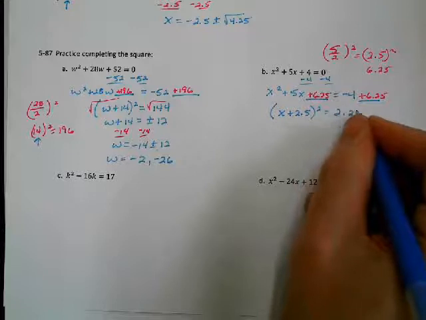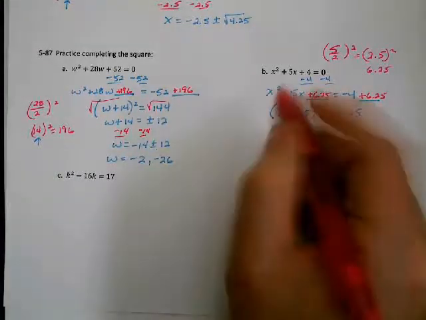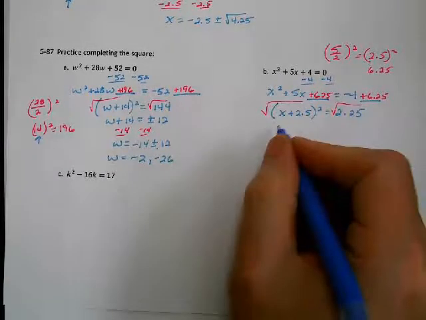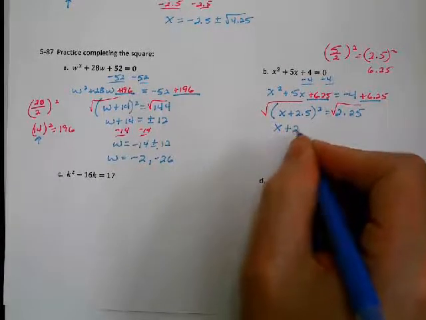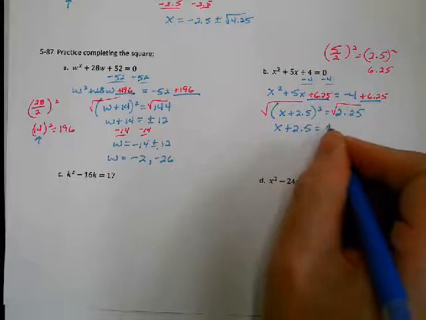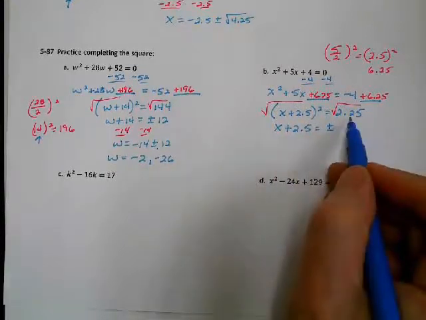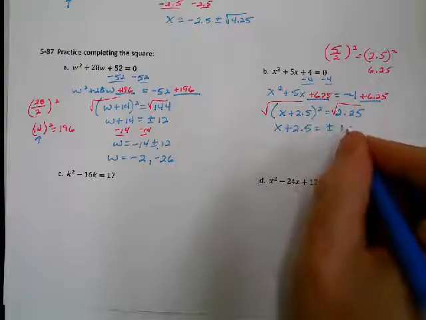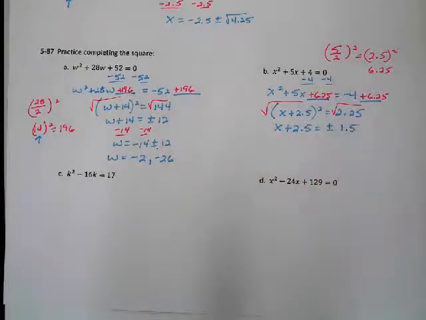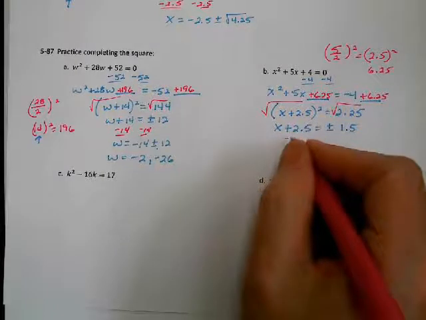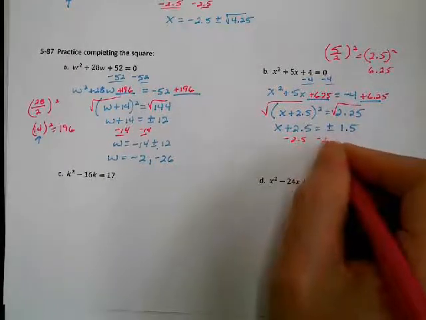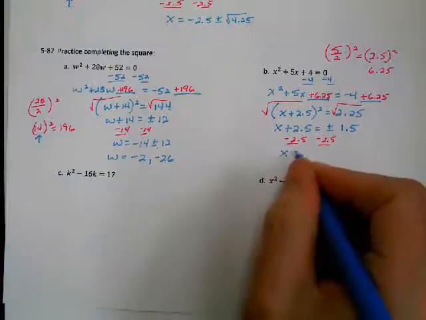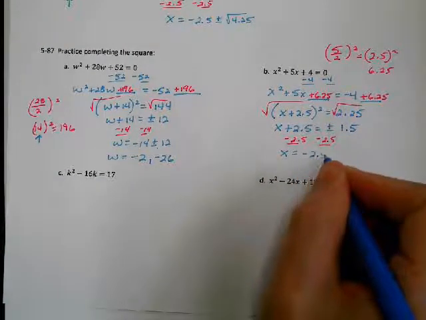Take the square root from both sides. And we get x plus 2.5 is plus or minus. This is actually a perfect square. 1.5 times 1.5 is 2.25. So this is 1.5. And now we're going to subtract 2.5 from both sides. And we get x equals negative 2.5 plus or minus 1.5.